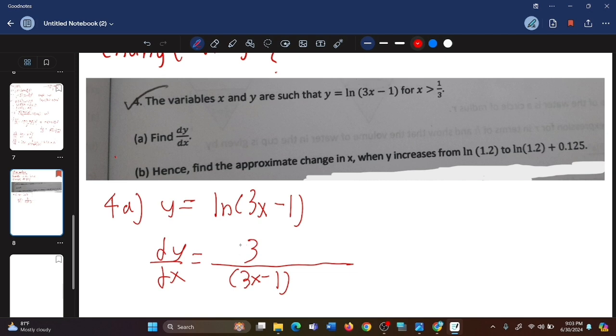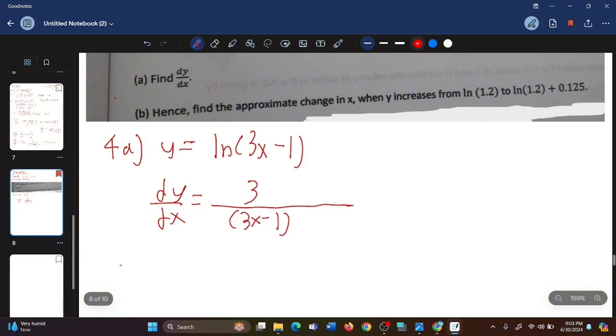Okay. Now that we know the differentiation of y, let's move on to part B. In part B, we are asked to find the approximate change in x when y increases from ln 1.2 to ln 1.2 plus 0.125. Whenever we are told y increases from this to that, we first need to find the initial value of x. Here, the initial value of y was ln 1.2. What was the initial value of x? We need to find it by putting 1.2 in y and equating this equation.